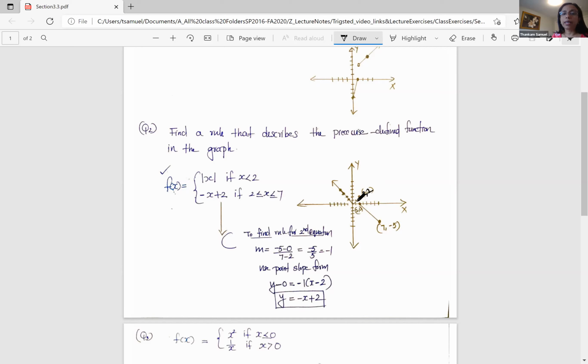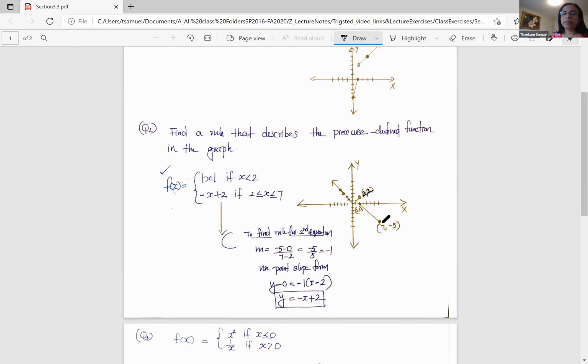And you can see that for this graph, the x value is less than 2. So this is like an open circle. It's not very clear, but it's an open circle. So let's define this function as f of x equals the absolute value of x if x is less than 2. Then we have to establish a rule for this graph. So we can see that they have given 2 points on this graph, that is 2, 0 and 7, negative 5.